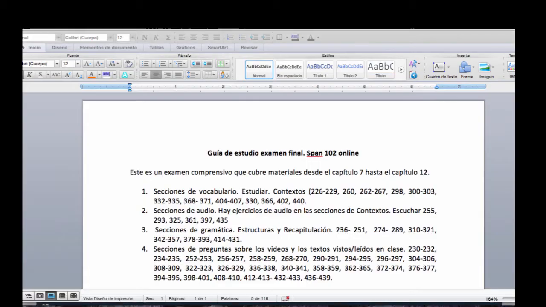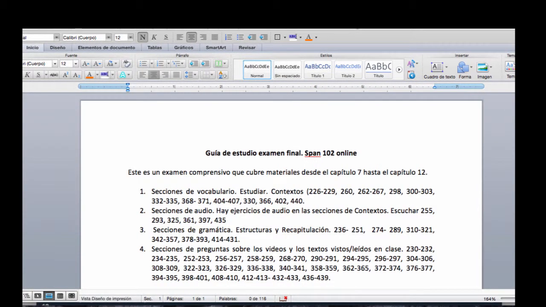In Canvas, you have the study guide. Unlike always, the study guide is just a summary of all the pages and sections in which you can find the materials to prepare for these. And here I'm missing a parenthesis.